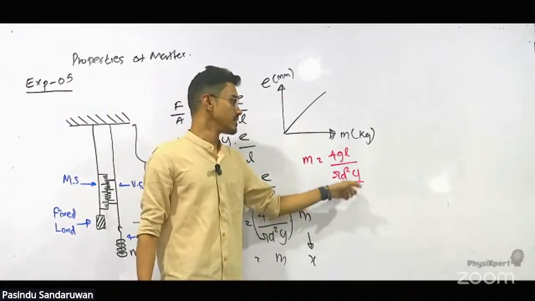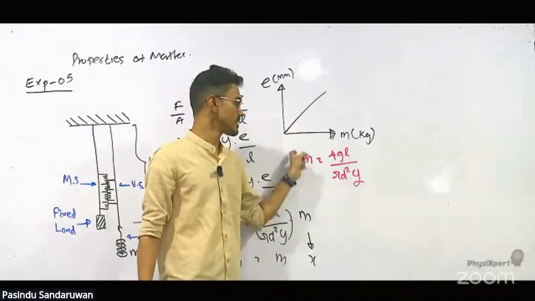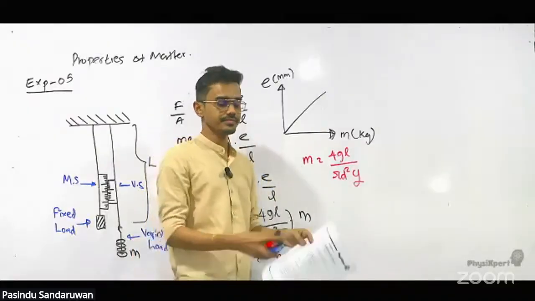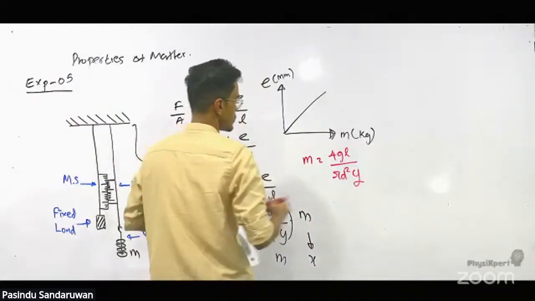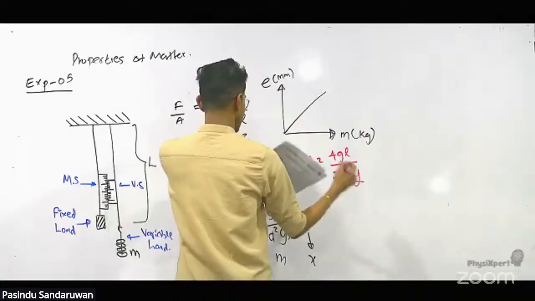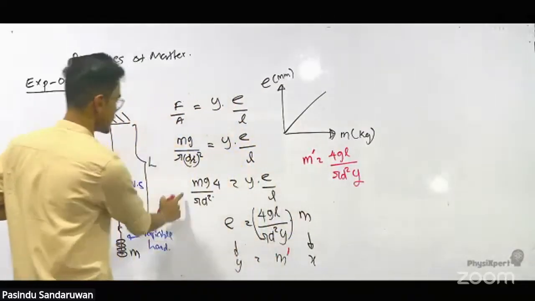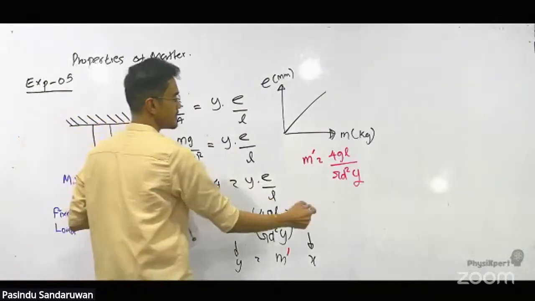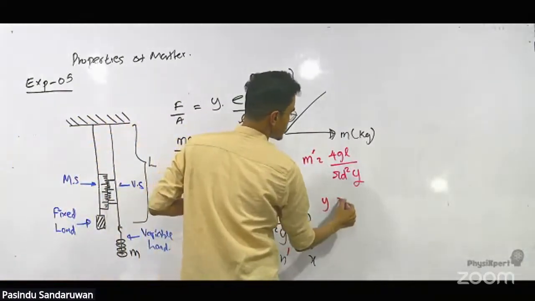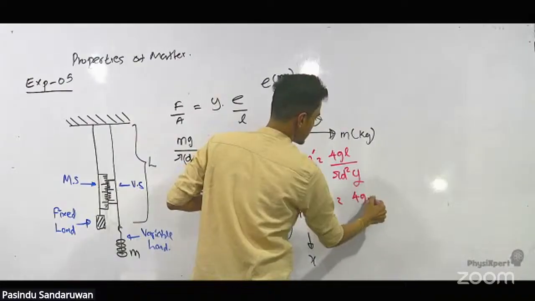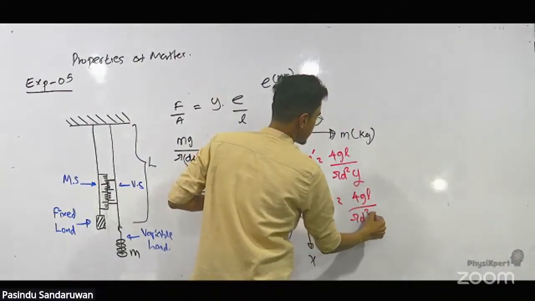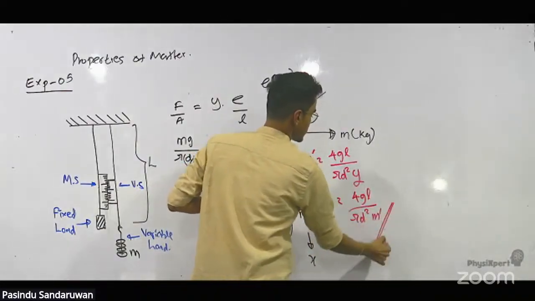If everything else is known, then using the gradient, Y can be determined. Y is something we calculate here. So Y is given by the gradient, say m dash, because I used m here already. I'm going to replace that with m dash. Then Y is given by 4gl over pi d squared m dash.